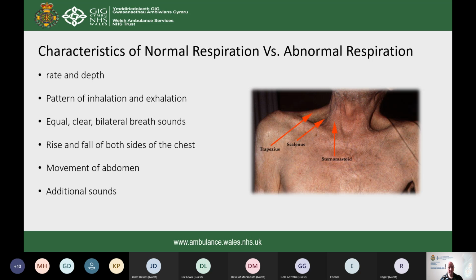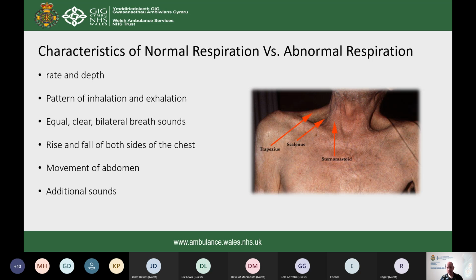Rise and fall, both sides of the chest. Yeah, we spoke about that. We spoke about pneumothorax, collapsed lungs, and flail chest. Movement of the abdo. So if someone's breathing normally, we may not see their chest rise and fall. We may just see their stomach going up and down. That is because the diaphragm is doing all the work, which is kind of normal.